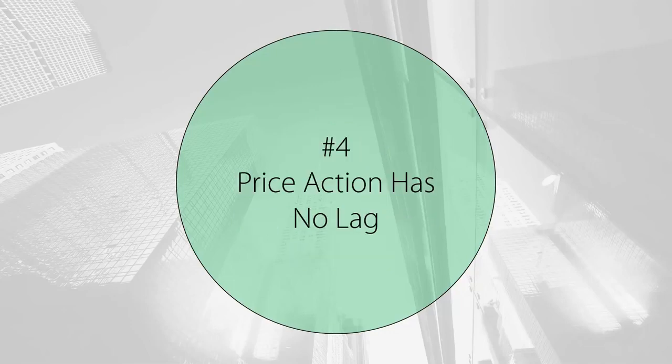Tip number 4. Price action has no lag. Unlike technical indicators, price action has no lag. It's the pure and raw representation of the market and, as you would expect, there is quite a lot of valuable information that can be derived from raw price action. However, just like there is no magic indicator, there are no magic rules about price action either. It's just a tool that needs to be used in context with other good tools.